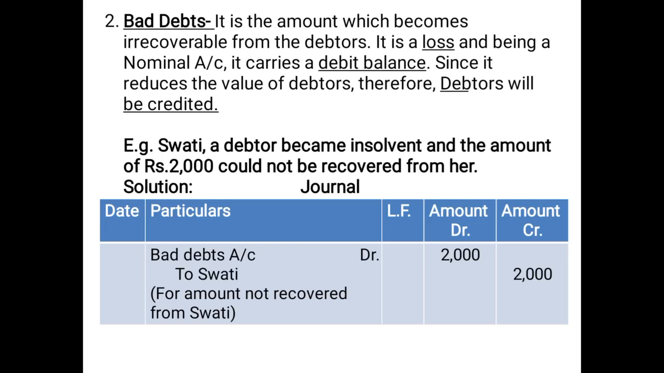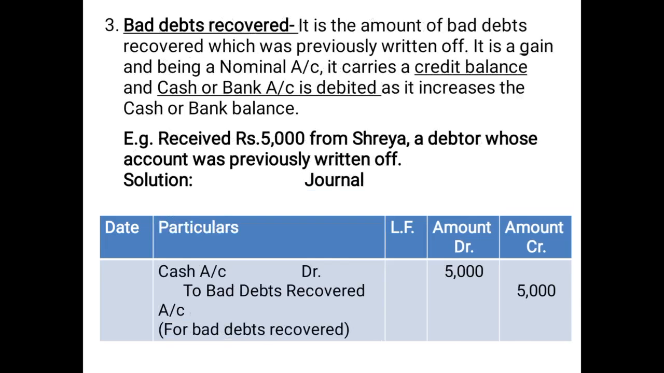Swati is a human being, so we will not write the word account. So what will be the entry? Bad debts account debited 2,000 to Swati 2,000. And what can be the narration? For amount not recovered from Swati. Moving ahead, bad debts recovered.